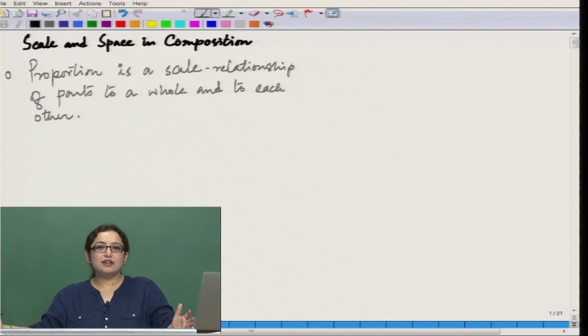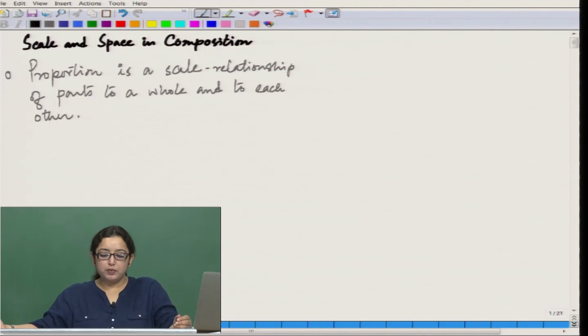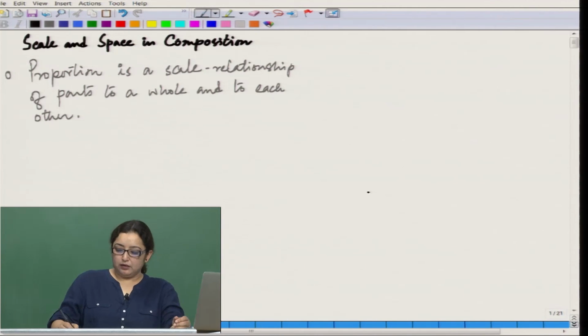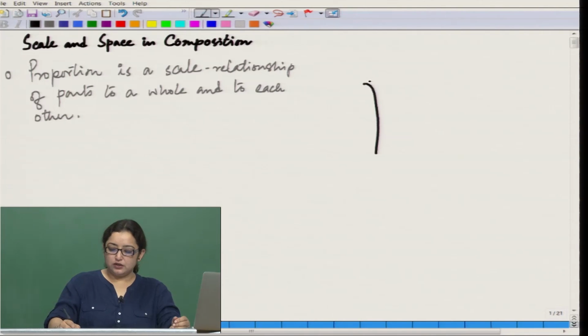So, proportion is taken in terms of a part as a part of a whole, and that way we consider the ratio between the two and try to give it a meaning. So, proportion is a scale relationship of parts to a whole and also to each other. Let us realize that with one example, where let us say a composition shows a tree.